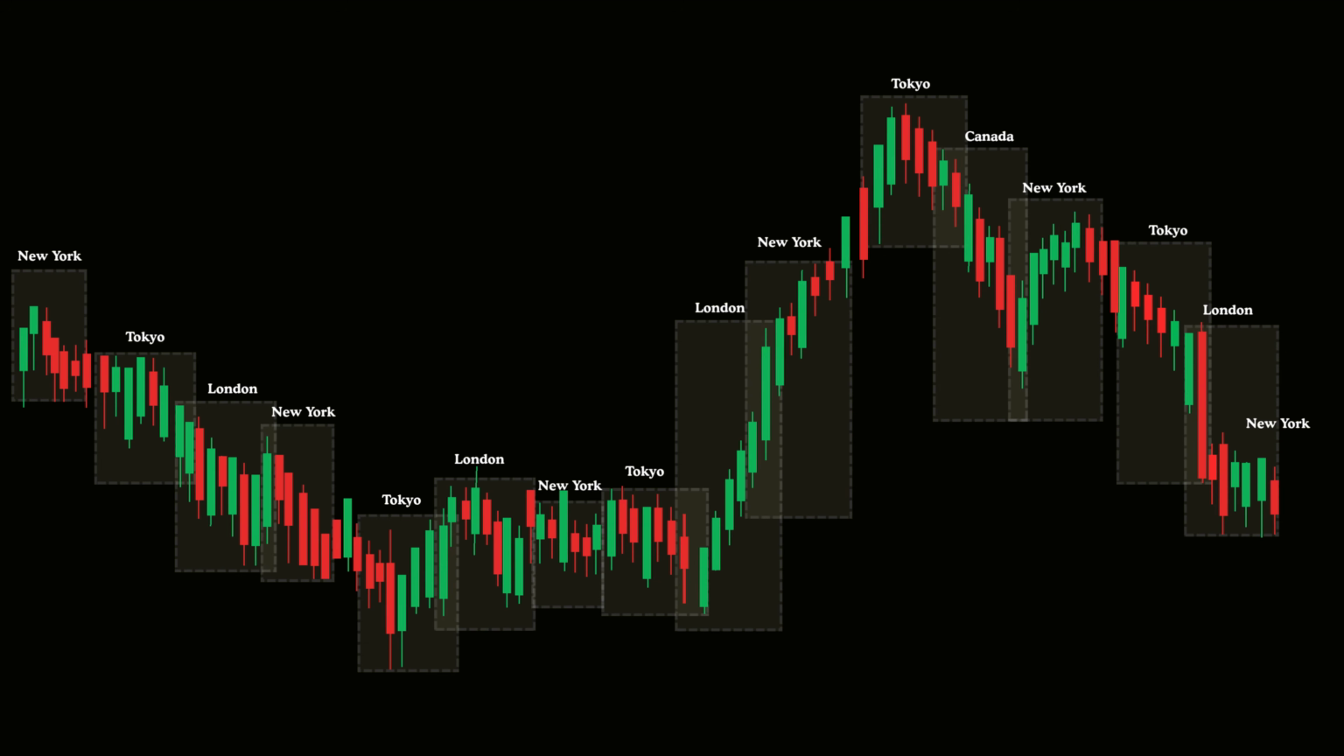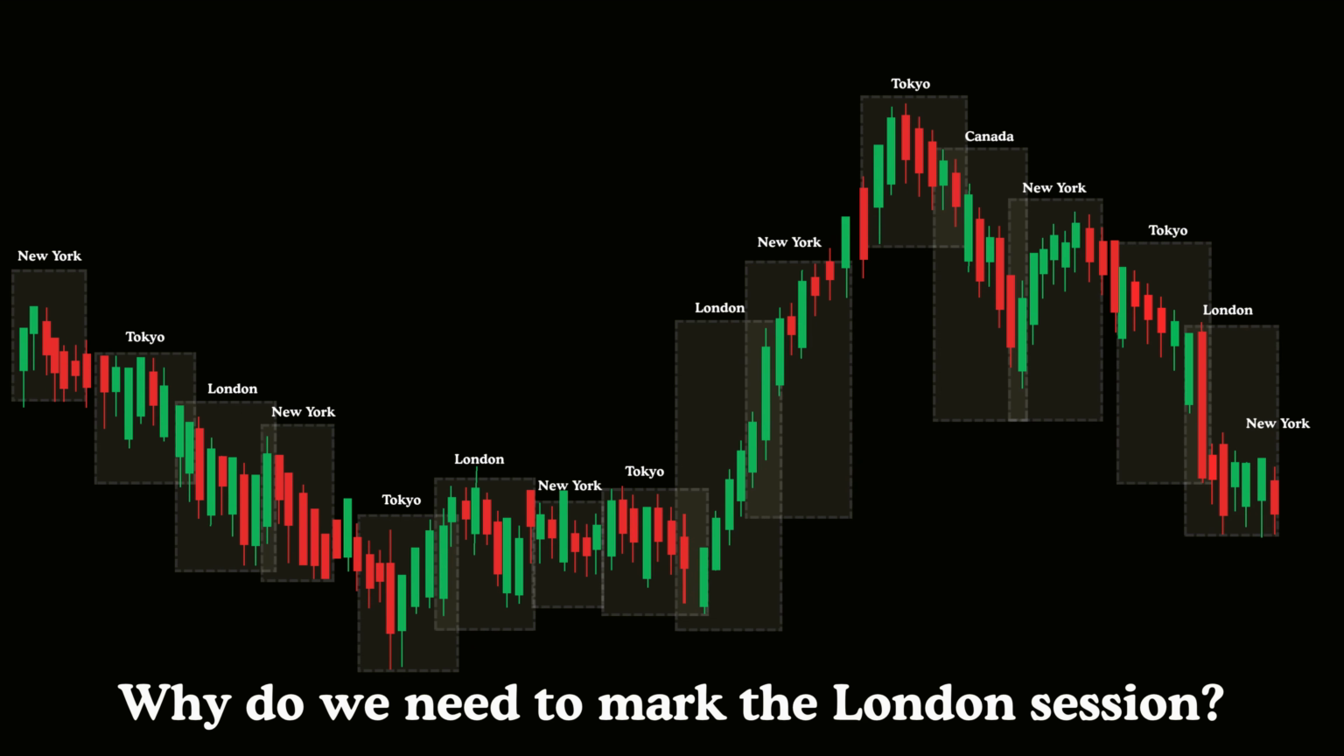Next, make sure the period separator is turned on. Right-click on the chart, open Settings, and under the Events tab, enable Session Breaks. You'll now see vertical lines separating each trading day. So, why is it important to highlight the London session?